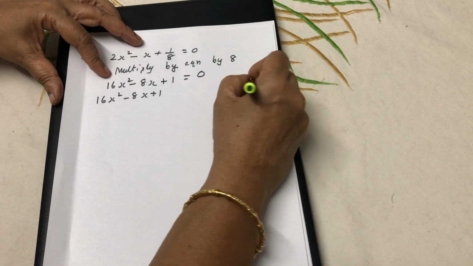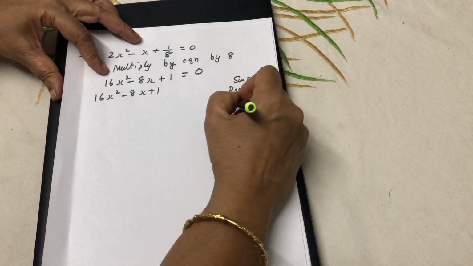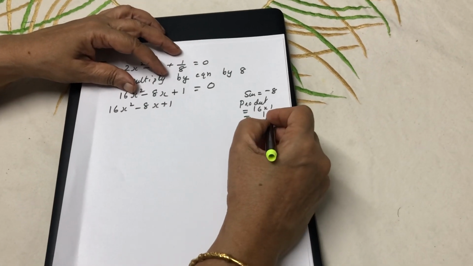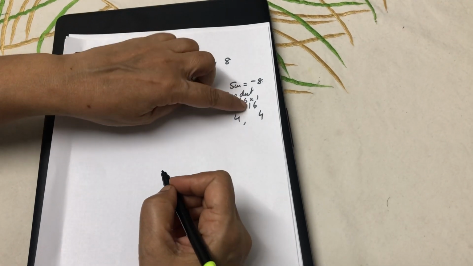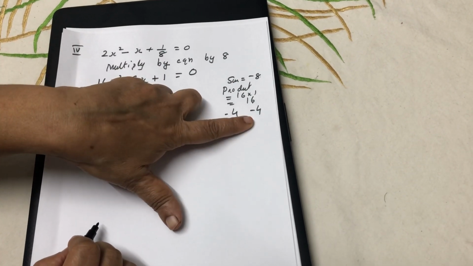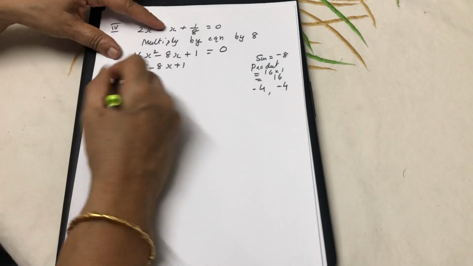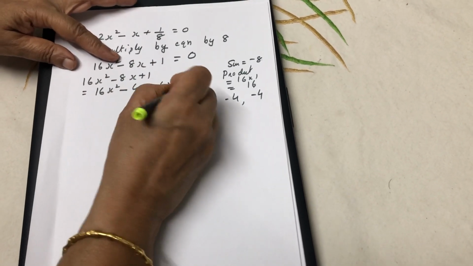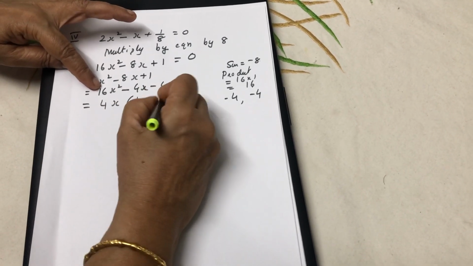Sum is minus 8. Product is 16 into 1, that is 16. So you have to find two numbers whose product is 16 and sum is minus 8. 4 4s are 16, but the product is positive, which means you can take both as negative. Minus 4 plus minus 4 is minus 8, sum is minus 8 and product is 16. So it is 16x squared minus 4x minus 4x plus 1.